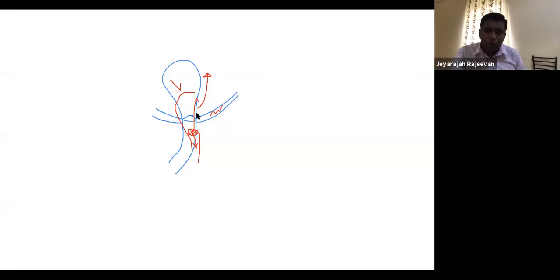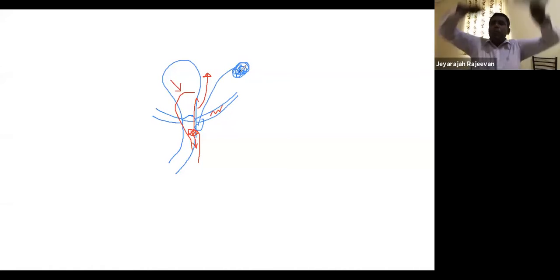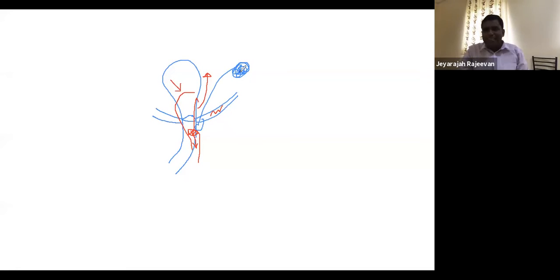In Burch colposuspension, what we do is suspend the bladder here, pull it up and anchor it to the pelvic bone, the pubic bone. So you are pulling up and anchoring to the pubic bone. So then what will happen? It will not descend. So you are replacing it to the normal position. That is your Burch colposuspension.